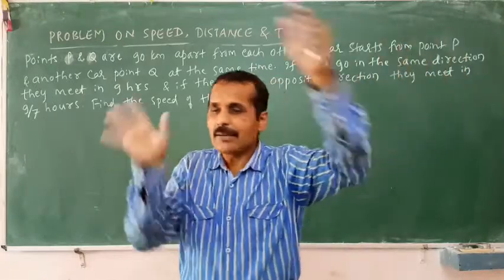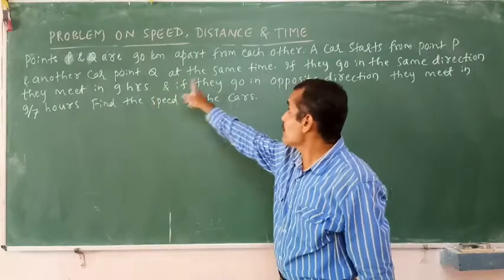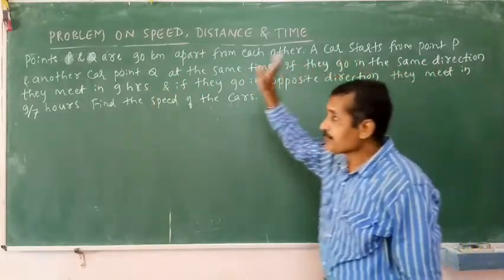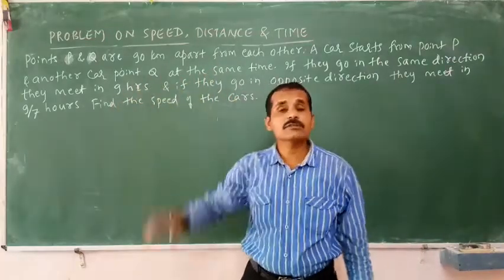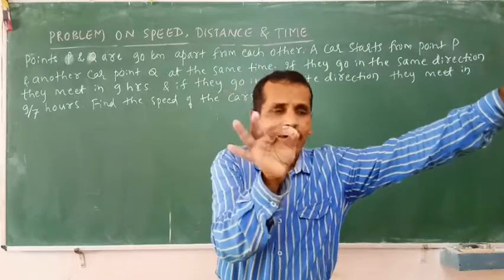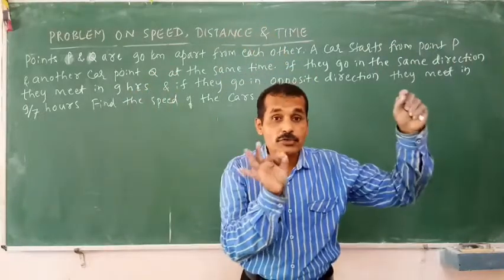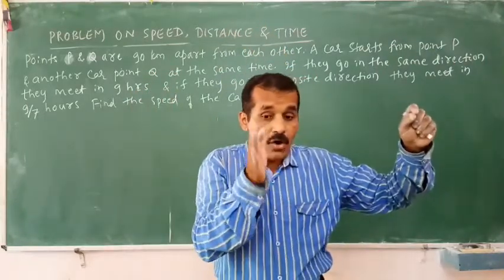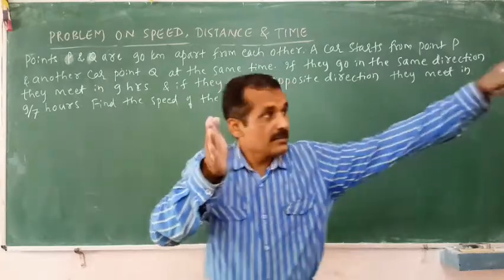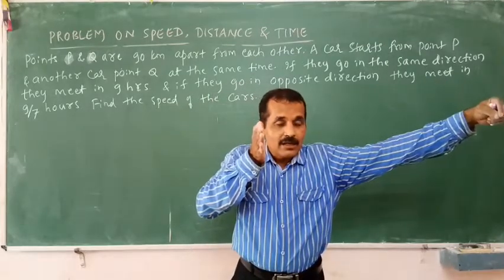Both are going in the same direction. The car starts from point P and another car starts from point Q at the same time. If they go in the same direction, they meet in 9 hours. Both are going towards Bangalore. Keep in mind, the car started from Dharwad is already 90 kilometers ahead of the car started from Belgaum, because this one is 90 kilometers behind.